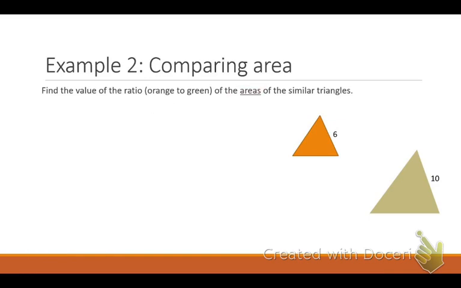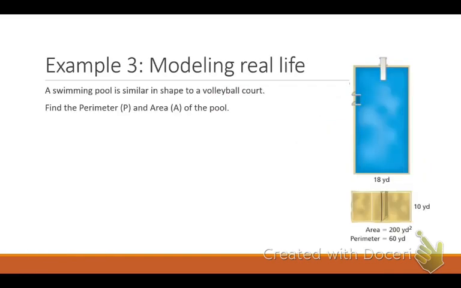Okay, all right, so that's comparing area. Now let's talk about this modeling real life question. Now this deals with proportions. You guys remember proportions, where it's two ratios. So I've been dealing with ratios in this lesson that I can make equal to each other. Here's my main rule. I must compare the same values on both sides of my proportion.